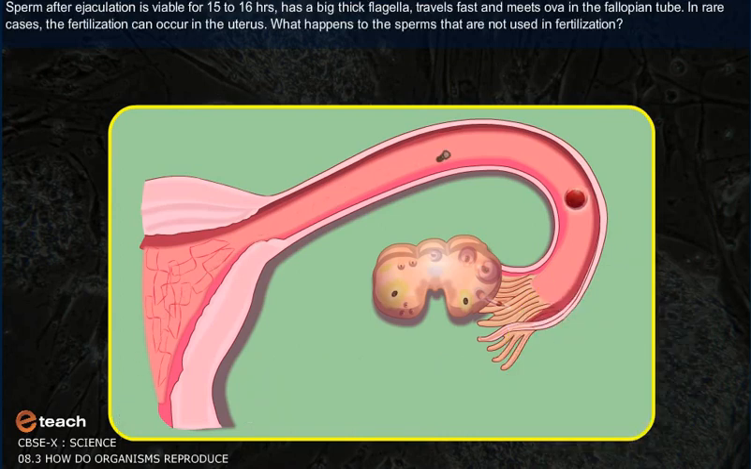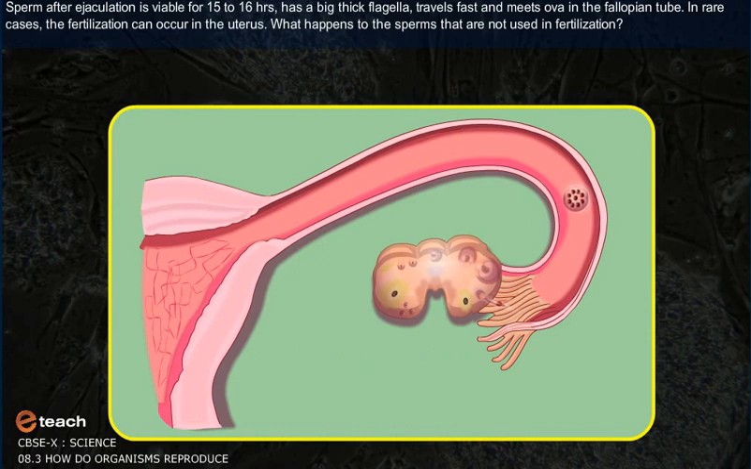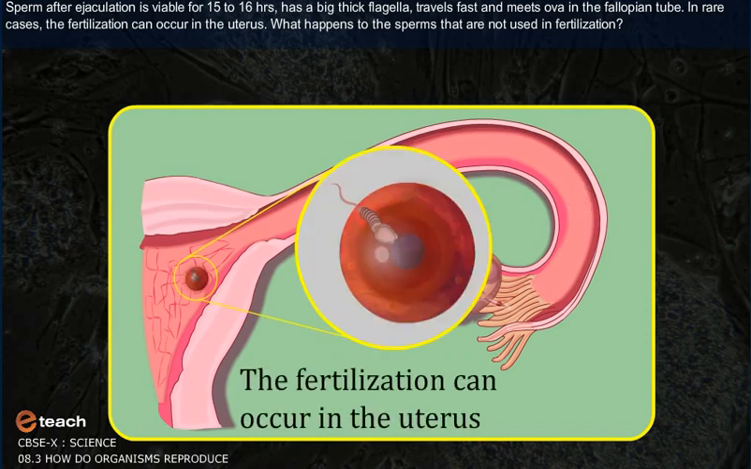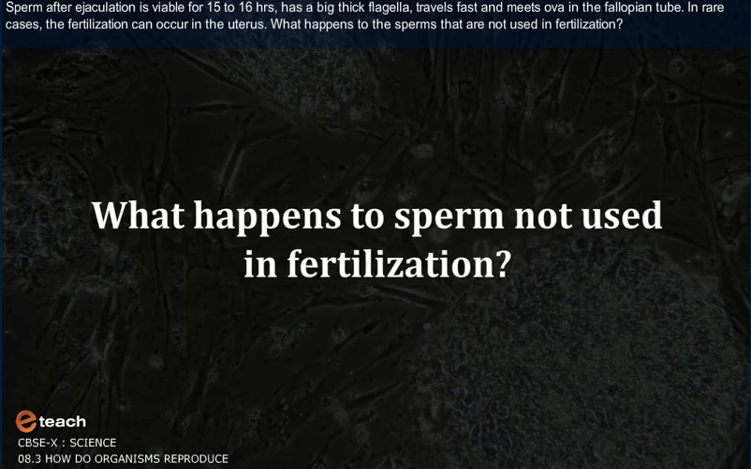Sperm after ejaculation is viable for 15 to 16 hours, has a big thick flagellum, travels fast and meets the ovum in the fallopian tube. In rare cases, yes, fertilization can occur in the uterus.